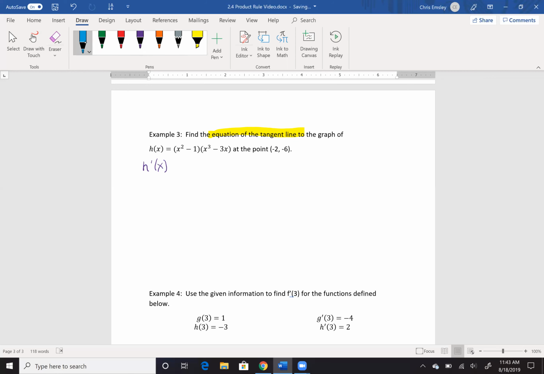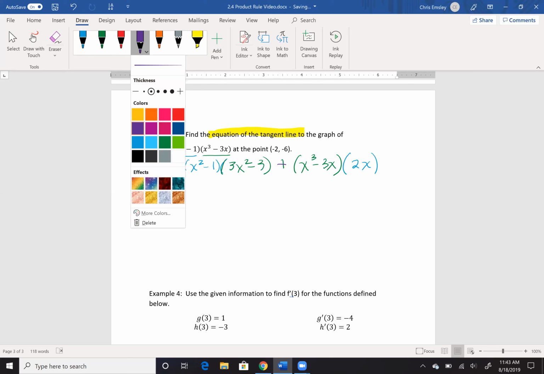Okay, our first factor and our second factor. So we apply that product rule. First factor times the derivative of the second factor plus that second factor times the derivative of the first factor. There we go, that's our derivative. Let's go ahead and simplify again by distributing.